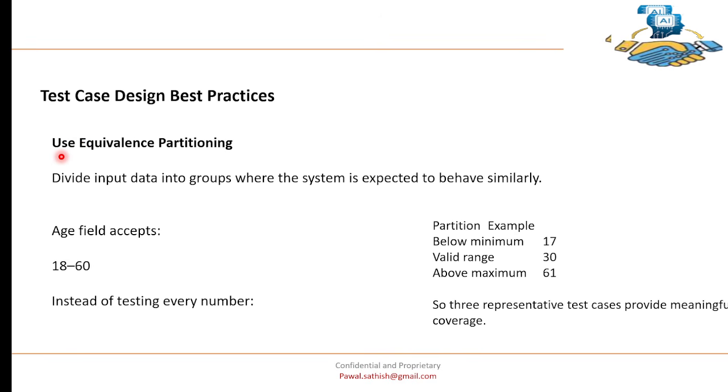We also need to use equivalence partitioning. It divides the input data into groups where the system is expected to behave similarly. For example, if we have an age field, and its requirement is that it should accept 18 to 60 age. Instead of testing every number, which is not possible, we partition into below minimum, valid range, and above maximum. So three representative test cases provide meaningful coverage, and we'll cover everything.